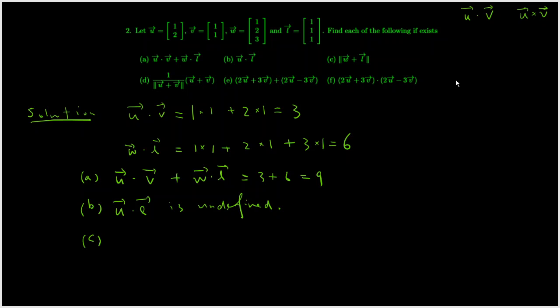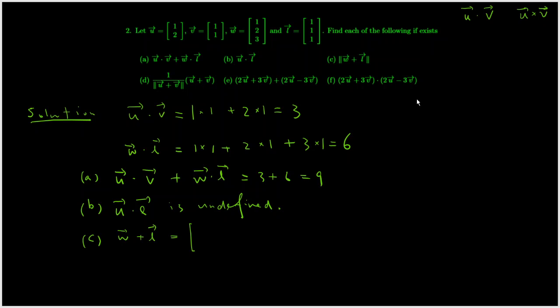In question C, we compute the sum of W and L first. We perform a vector addition. The answer is a vector. The answer is given by. Now, on top of the screen, you look at W, you look at L. You add the corresponding components. You have the sum of the two vectors.